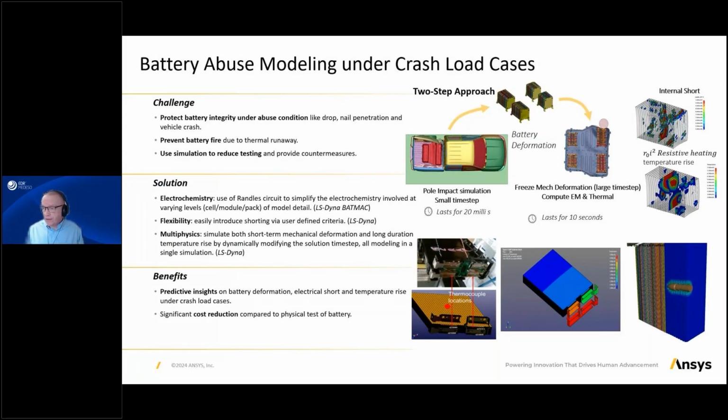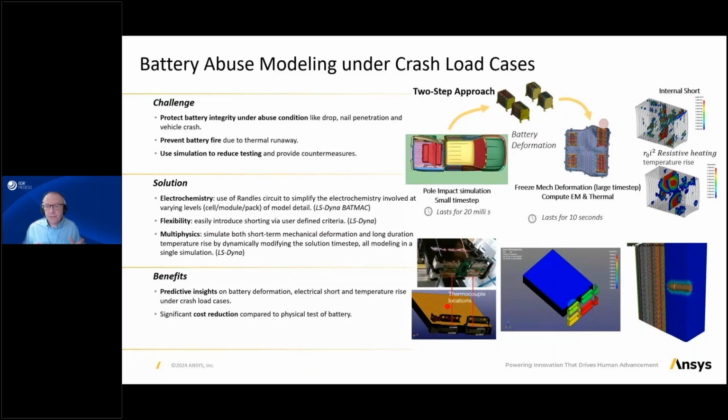This is their marketing slide for battery abuse under crash load cases. So what we're doing here, we're considering the battery behavior under abuse conditions, so dropping, puncture, or even a catastrophic crash event. And what we need to do is make sure that if we deform these structures or heat them up extensively, they're not going to then give way to thermal runaway, which can lead to gasification, which can lead to explosion. And LS-DYNA provides us the means to simulate this.